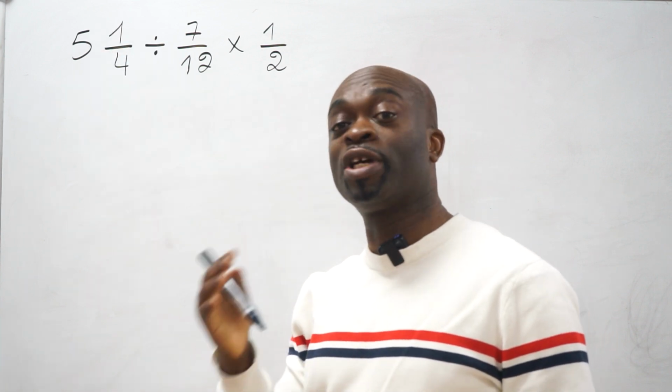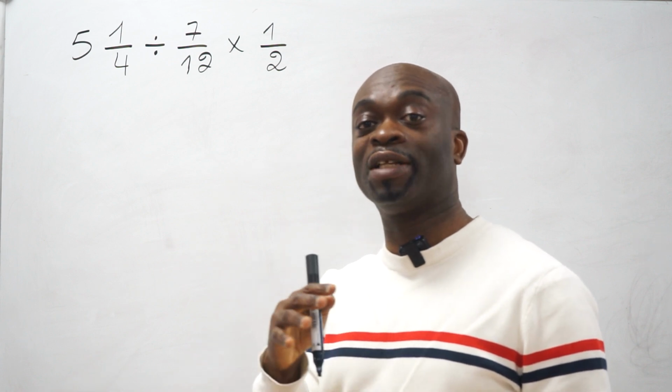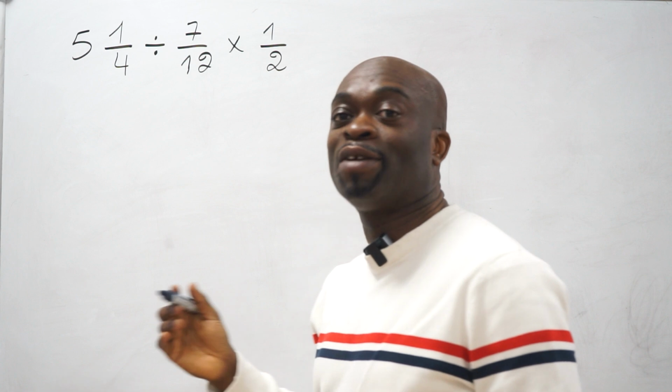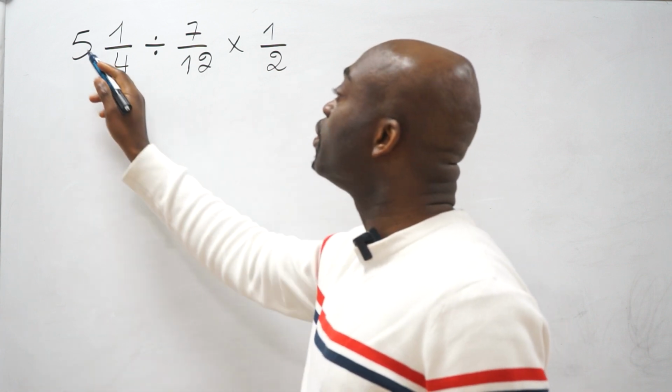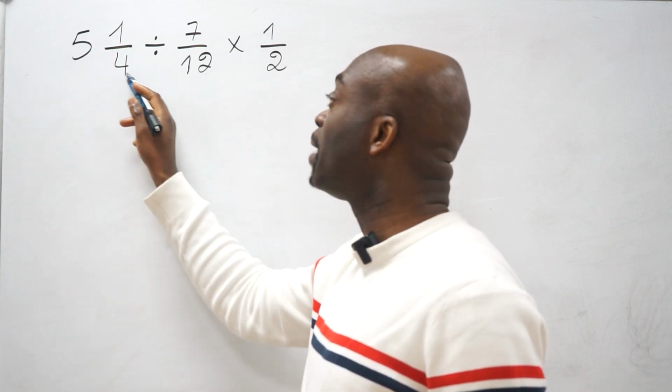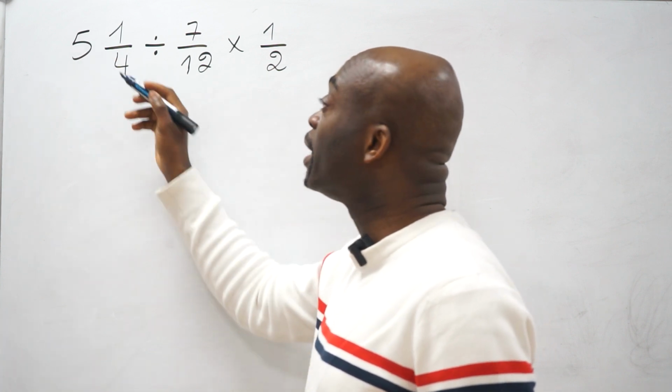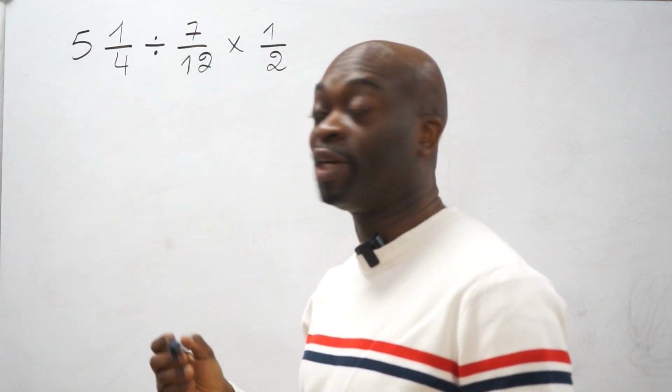You can go back to our previous videos when we dealt with improper fractions and mixed numbers. But how do we do that? Very quickly, we just take the whole number and multiply by the denominator. So 5 times 4, which is 20, and then whatever we get, we add 1 to, which is 21.